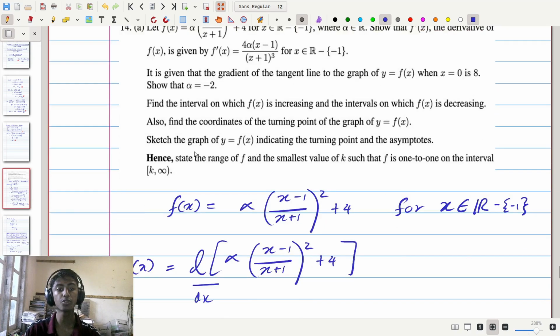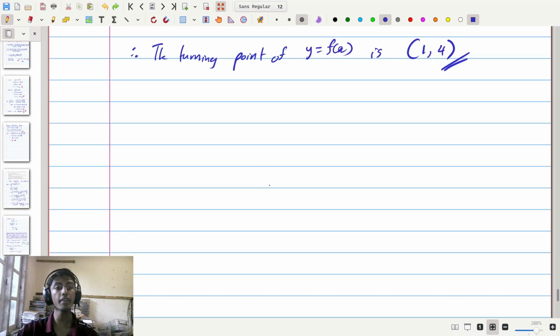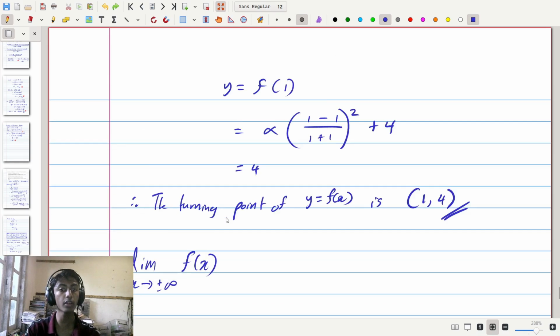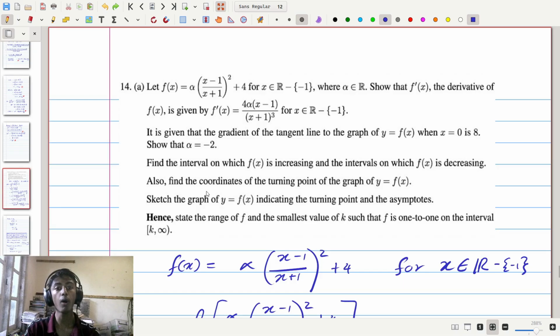and now what we will do is to sketch the graph of y equals f(x), indicating the turning point and the asymptotes, and hence state the range of f and the smallest value of k, such that f is a one-to-one function on the interval of k inclusive up to infinity. Now for this, before we actually sketch the graph, we need to find the asymptote, since we didn't actually do that. So for the asymptote, what we need to do is to find the limit as x approaches plus or minus infinity of f(x), and also find the limits of x approaches a certain value. And the values here that we have to take a look at are the values that are going to be the denominator of the function f(x).